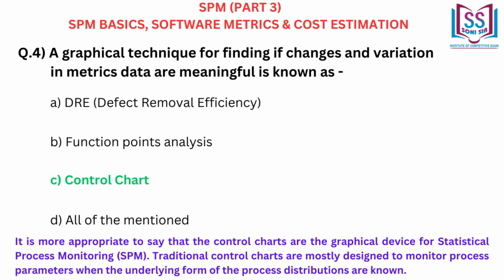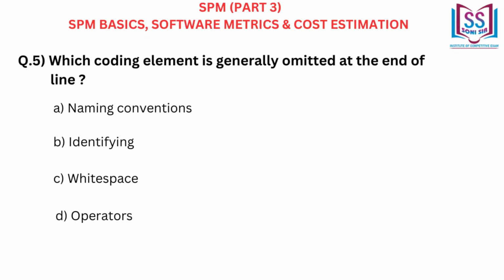Which coding element is generally omitted at the end of line? A. Naming conventions. B. Identifying. C. White space. D. Operators. Answer C. White space.